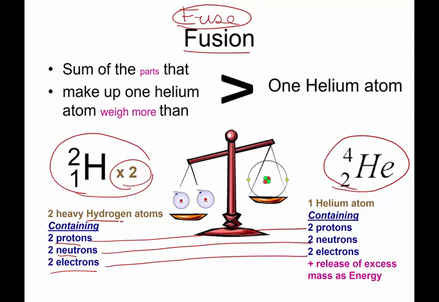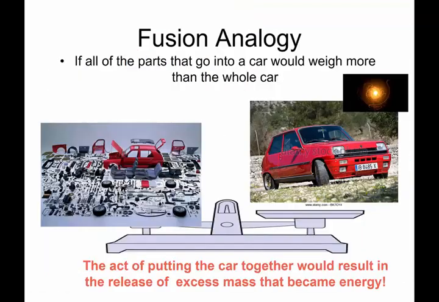Exactly the same pieces. Here's the weird part. In the act of gluing all of these pieces together and reconfiguring them from hydrogen into helium, what you end up with is a release of excess mass. This weighs less than the sum of the parts. That seems a little counterintuitive, seems a lot counterintuitive, but Einstein is the one who figured out how this works.